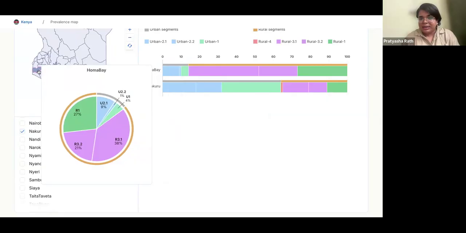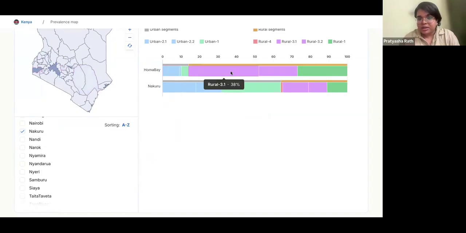And now I get a clear sense of which are the segments that I can find in Homa Bay. So if you look at this, you will see that in Homa Bay, predominantly the segments that you will find are rural 3.1 and rural 3.2, a little bit of rural 1, and very few urban segments, right? Urban segments are just about 10 to 14, like under 15%.